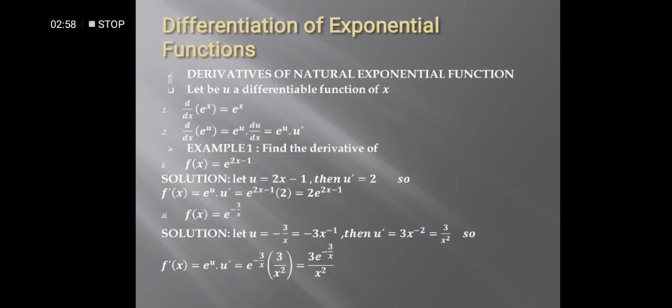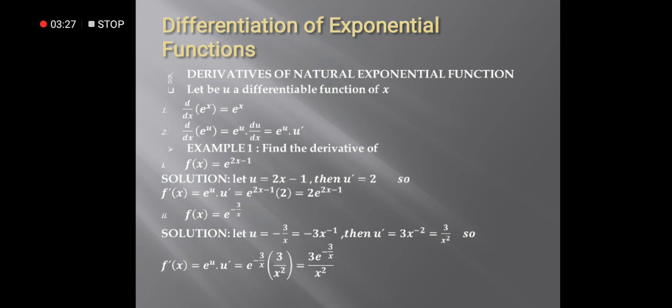Differentiation of exponential function. Derivative of natural exponential function. Let u be a differentiable function of x. Number 1, d over dx e power x equals e power x. Number 2, d over dx e power u equals e power u times du over dx, equals e power u times u dash. Example number 1, find the derivative of f of x equals e power 2x minus 1.